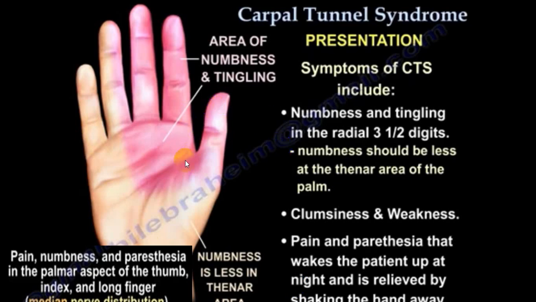We already mentioned 3.5 fingers will be involved. You will have sensory symptoms, that is numbness in the area supplied by the median nerve: pain, numbness, paresthesia in the palmar aspect of the thumb, index, long finger and half of the finger we call the ring finger. And if motor fibers are involved, clumsiness and weakness may also be seen.